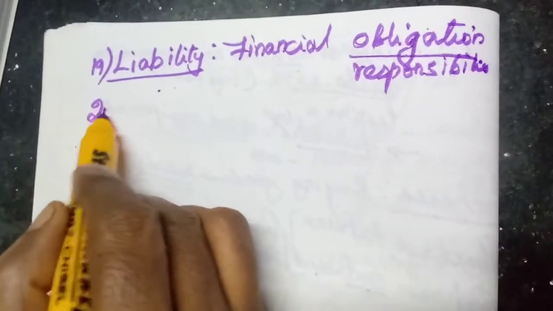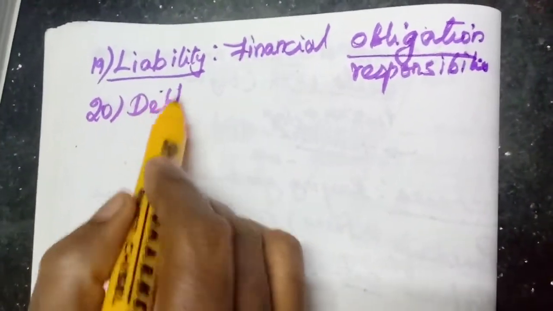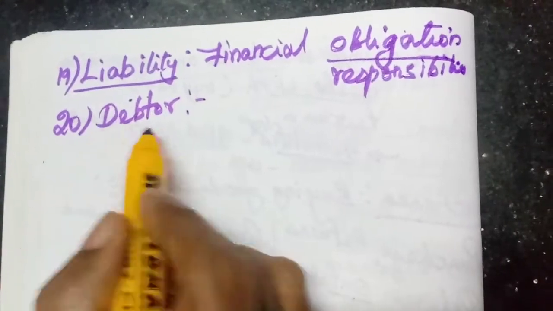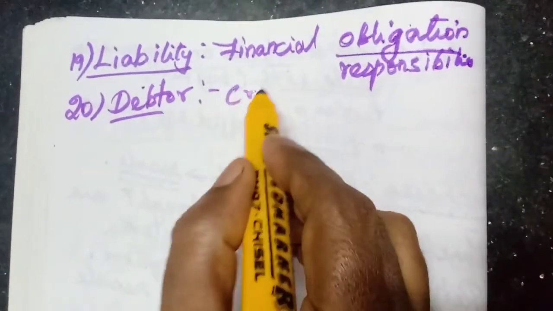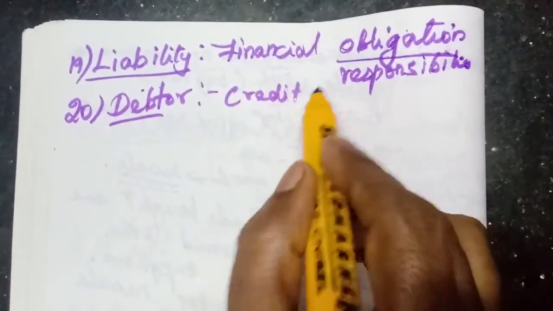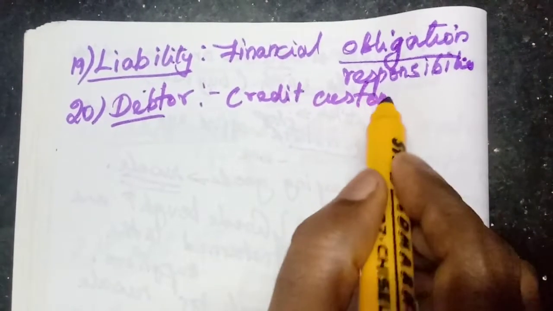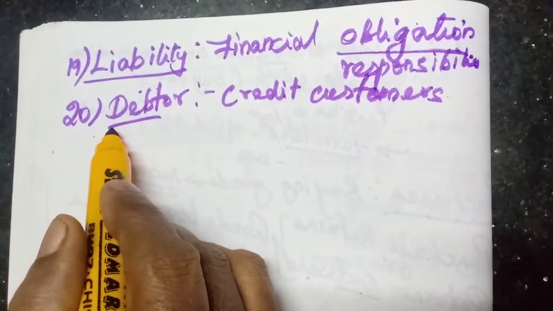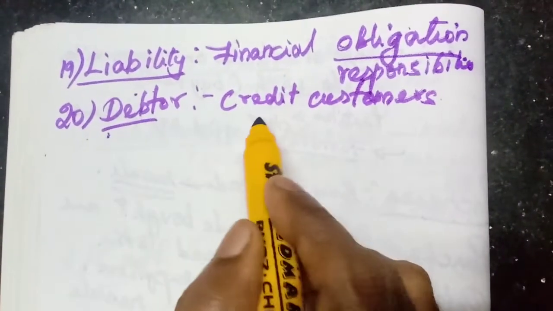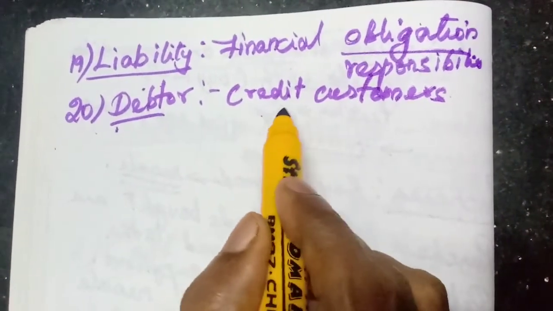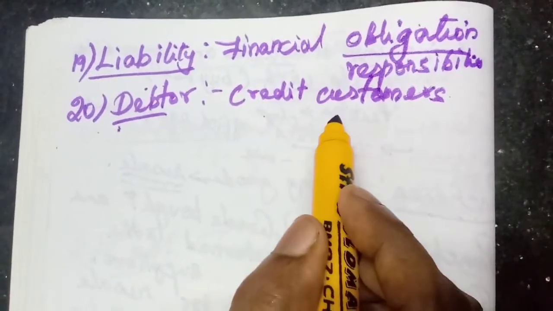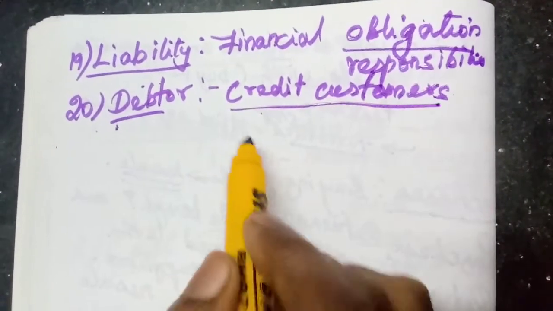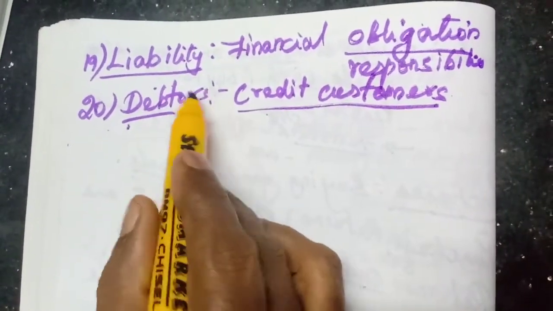Understood? Then the next one is debtor. Who is a debtor? The credit customers. If we sell some goods on credit to our customers, they are called the debtors. That means they receive a benefit, but make the payment on a future date. In short, they are the credit customers. They are called the debtors.